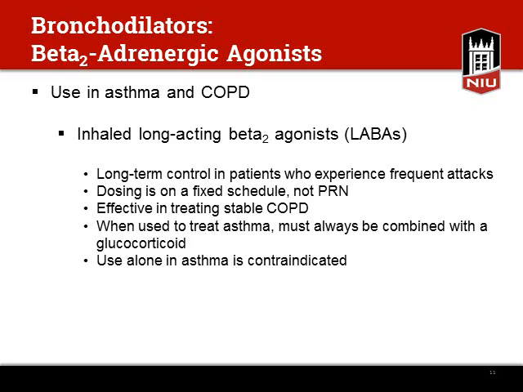Continuing on with our beta-2 agonists used in asthma and COPD, now let's talk about the inhaled long-acting beta-2 agonists. Sometimes you'll hear this referred to as a LABA. This is a maintenance medication. It is used for long-term control in patients who experience frequent attacks. Again, the dosing is on a fixed schedule. It is not PRN. Usually, a lot of these are twice a day, though we do have one new one that's out that's just once a day.